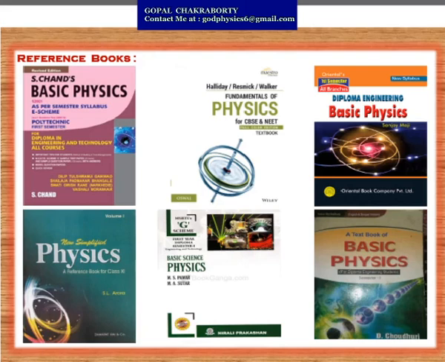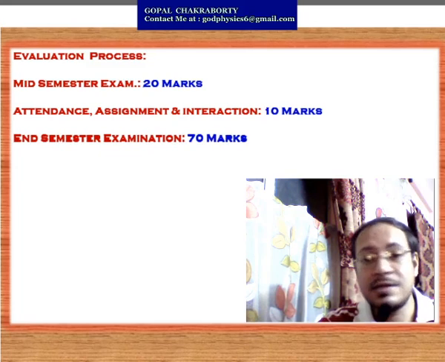So these are the books that you may refer. The evaluation process is the same. You have to appear for a 70 marks end semester exam, a 20 marks mid semester exam, and 10 marks for attendance, assignment and interaction.